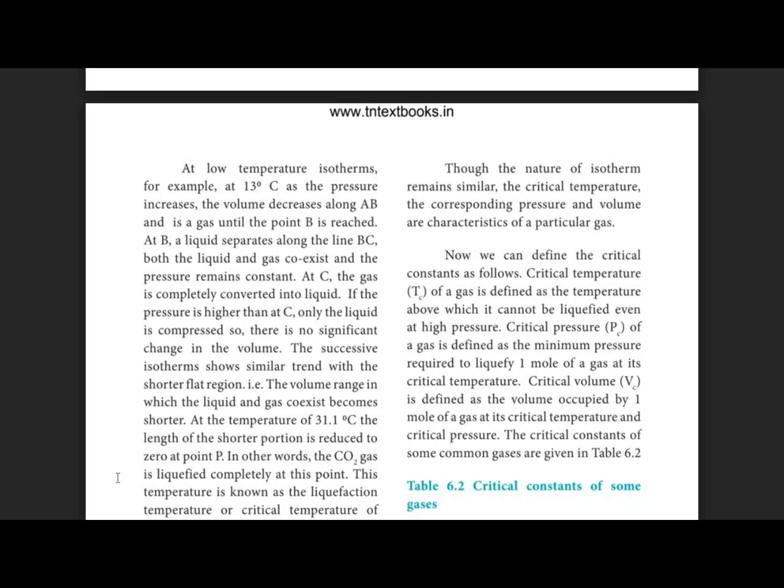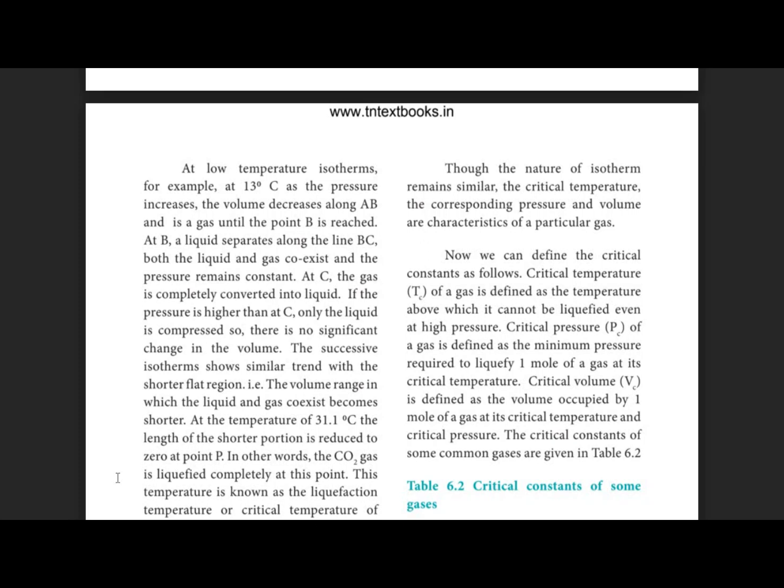Both the liquid and the gas coexist and the pressure remains constant. At C, the gas is completely converted into liquid. If the pressure is higher than at C, only the liquid is compressed, so there is no significant change in the volume. The successive isotherms show a similar trend with a shorter flat region. That is, the volume range in which the liquid and gas coexist becomes shorter.